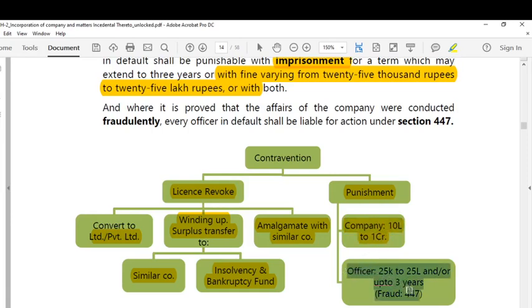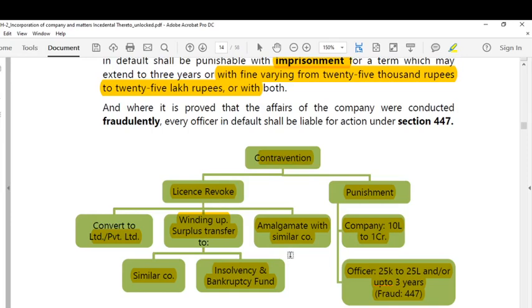The punishment to the officer and the directors of the company under Section 447 will be financial: the fine will be from 25,000 to 25 lakh rupees. My dear students, it may be only a fine, or it may be only imprisonment up to 3 years, or it will be a fine between 25,000 to 25 lakhs and imprisonment up to 3 years also, as it is a fraud under Section 447 of the Companies Act. These are the contravention provisions.